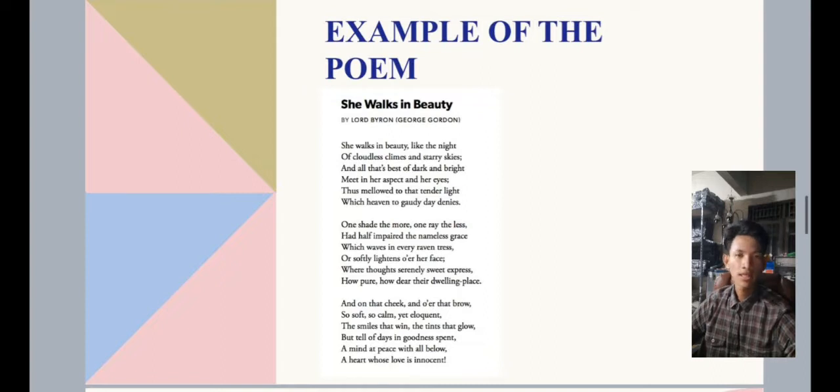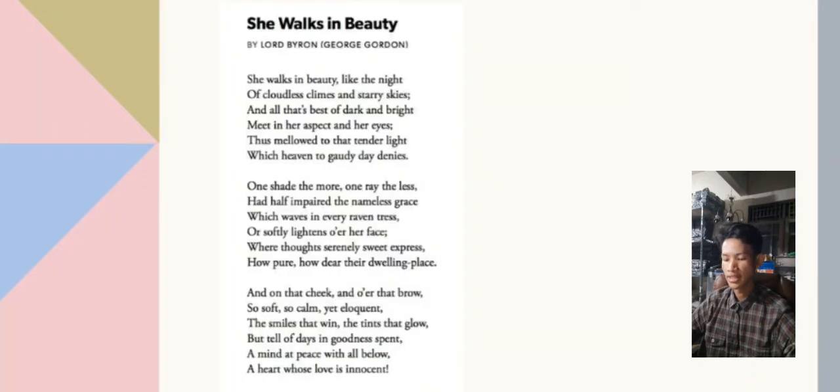And on that cheek, and o'er that brow, so soft, so calm yet eloquent, the smiles that win, the tints that glow, but tell of days in goodness spent. A mind at peace with all below, a heart whose love is innocent. Okay, that's it, the example of the poem.